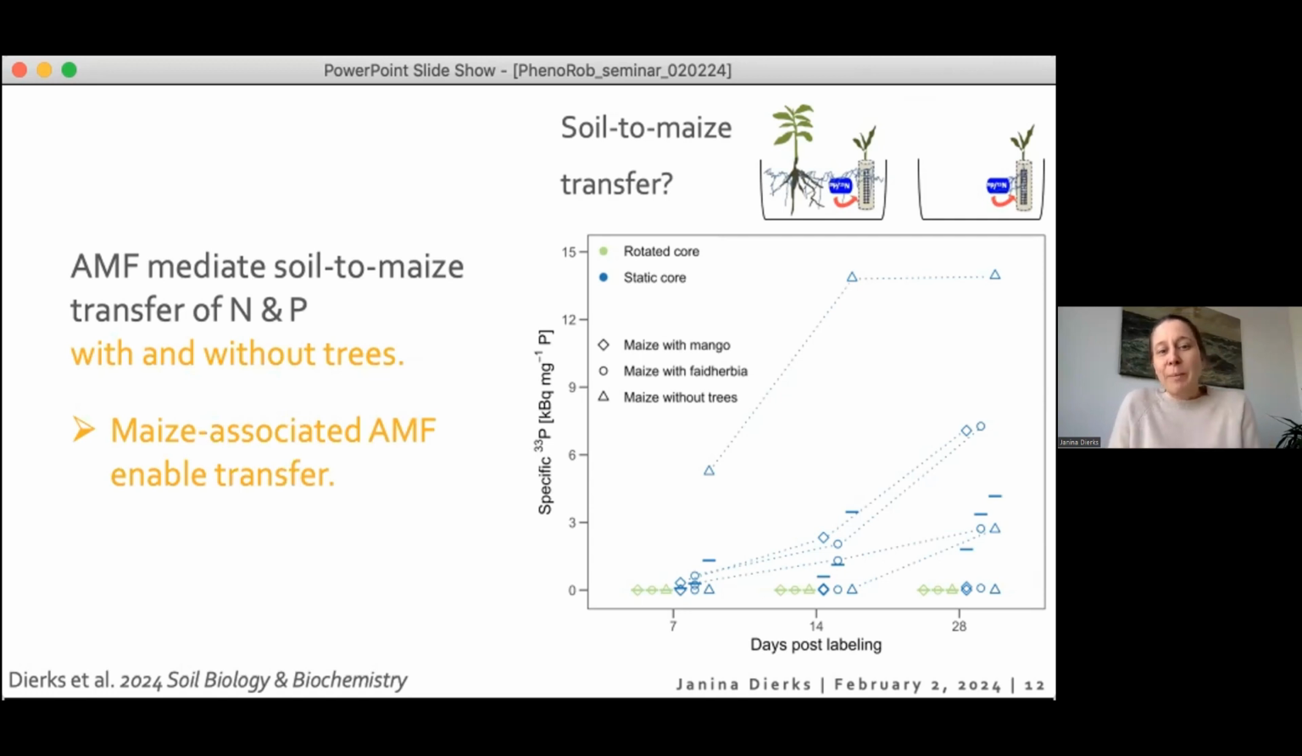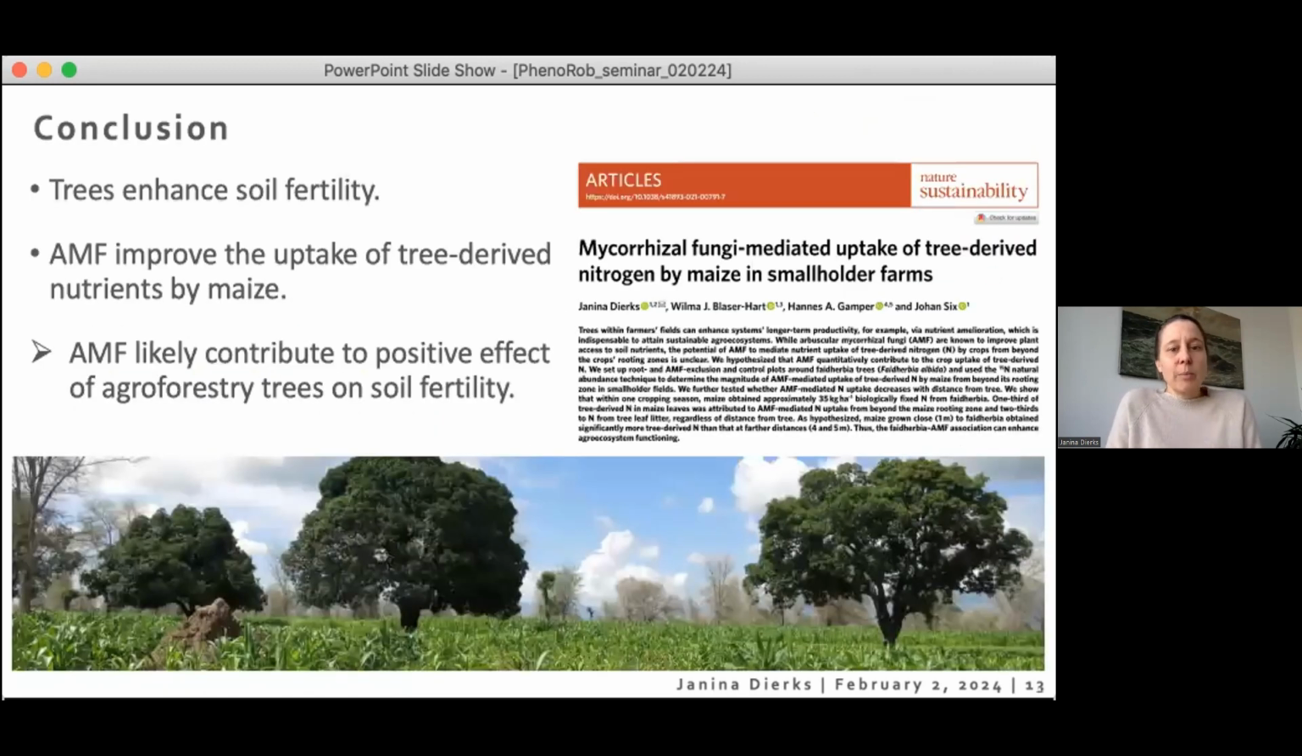So clearly, maize seedlings effectively establish their own mycorrhizal mycelia that provide them with access to nutrients from outside their rooting zone. And so it's possible that maize seedlings simply rely on their own mycelia to obtain nutrients, even in the presence of already established tree-maintained mycorrhizal mycelia. To summarize, my findings show that regardless of whether it is maize-associated or tree-maintained mycorrhizal mycelia, or a combination of both, mycorrhizal fungi can improve nutrient uptake by crops, and as such, likely play a role in the positive effect of agroforestry trees on soil fertility and crop yield.